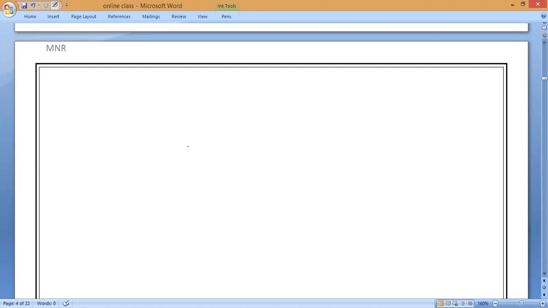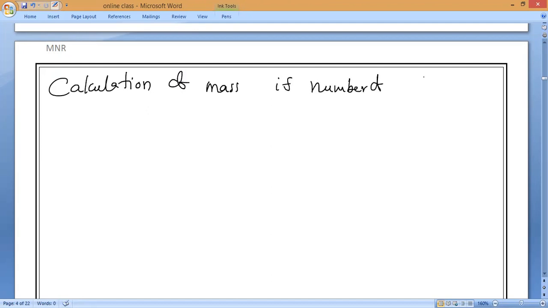So now in today's class, we are going to see calculation of mass if number of particles is given. So please keep reading that. And we'll solve numericals also once we finish. Calculation of mass if number of particles is given.